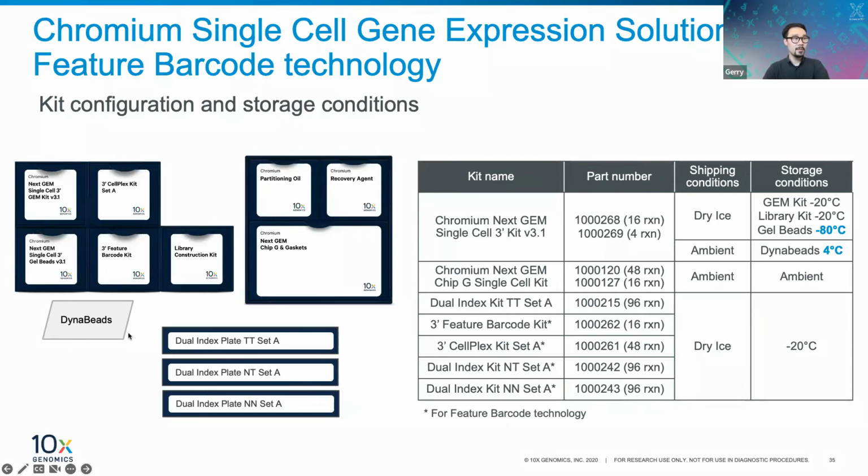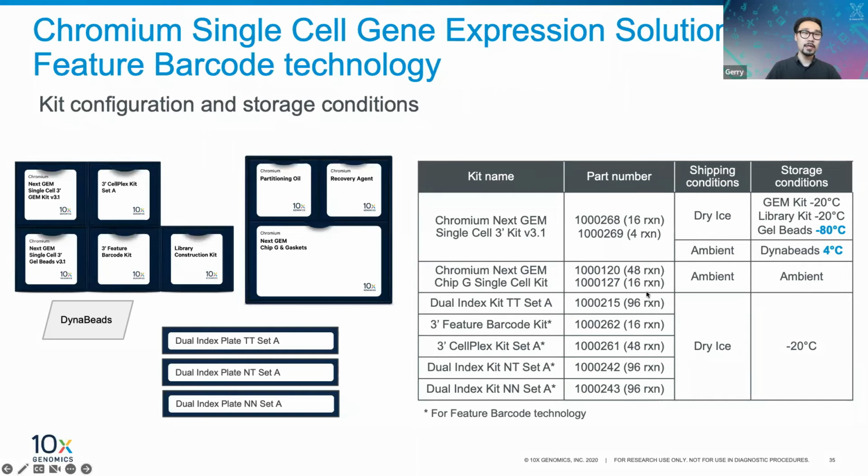Do note that there are Dynabeads that come with these kits that come in a little envelope, so don't chuck these out, keep them. You'll also get partitioning oil, recovery agent, your actual chips and gaskets that go onto the instrument here, and you'll require different index plates for whether you want to do just single cell gene expression or single cell gene expression plus feature barcoding or CellPlex as well.